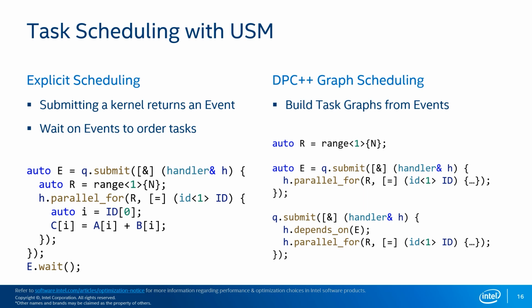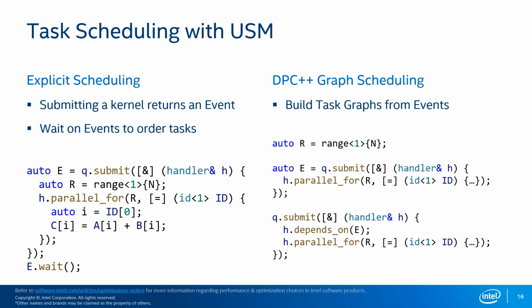Luckily, SYCL already defines an event mechanism. Whenever a kernel is submitted to a queue, the submission returns an event. These events can be used in several ways. First, programmers can explicitly order kernels by manually waiting on events. However, this can be cumbersome for programs with many kernels and complex dependencies between them.